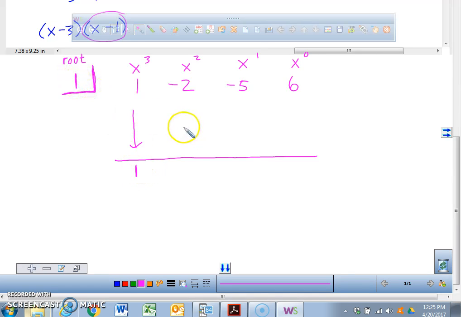Multiply. 1 times 1 is 1. Now, if you forgot this process, my suggestion is to put the word add between the negative 2 and the 1 to remind you that you need to add these together. Negative 1. Multiply these together. Negative 1. Add the negative 5 and the negative 1 together. Multiply the 1 times the negative 6. Add these together. And you get a remainder.